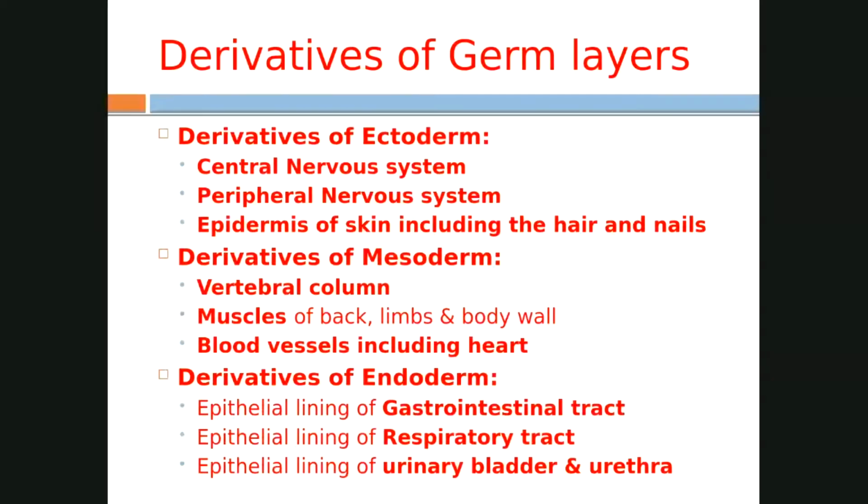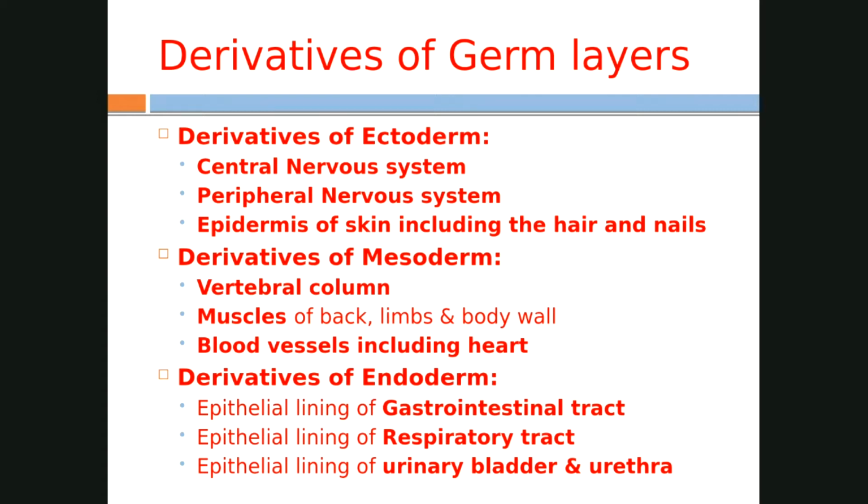And the endoderm gives rise to the epithelial lining of different systems like the gastrointestinal tract, respiratory tract, urinary bladder and urethra. So the lining of these particular tracts ultimately comes from endoderm. So the epithelial lining of GIT, respiratory system, and urinary bladder and urethra, these are the parts which develop from the endoderm.